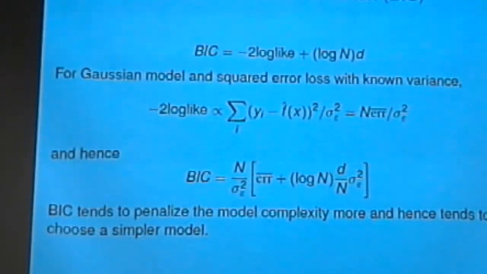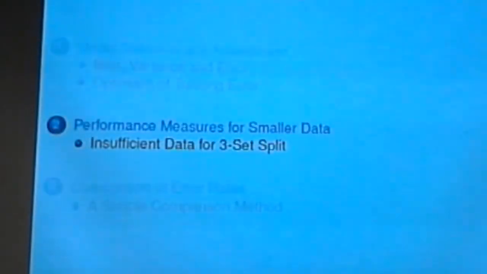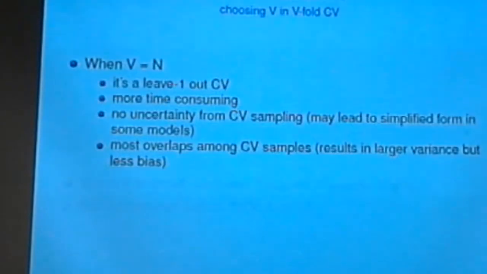I want to talk about performance measures, the second one. If you have insufficient data for a three-set split, what will you do? Remember we talked about tenfold cross validation. Basically, choose cross validation using V folds. When V is n, you have leave-one-out cross validation, which is the more traditional way of cross validating the result. That is in your training set.